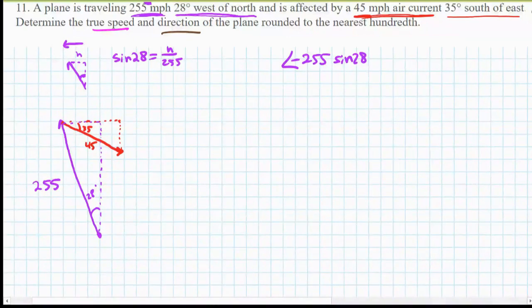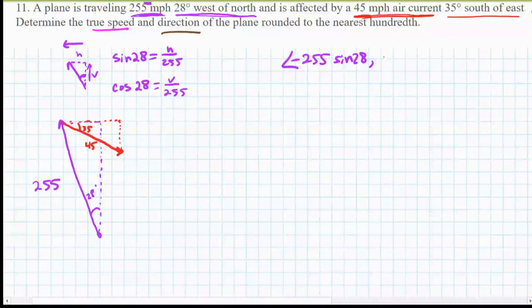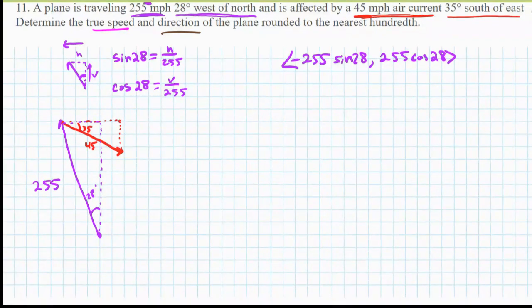Now the vertical component, again, I'm looking at my little sketch here, is going up, so I know it's going to be positive. It's also the adjacent side to the angle that I'm looking at. So I'm going to say cosine of 28 equals the vertical component over 255. So I multiply 255 by both sides, and I get my vertical component. Okay, I'll plug that into a calculator in a second. I'm just going to find the equations for my air current first.